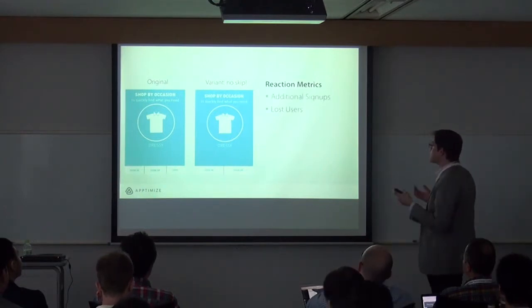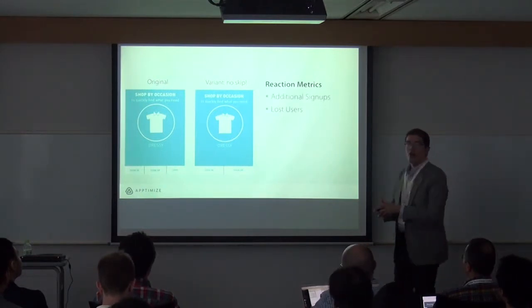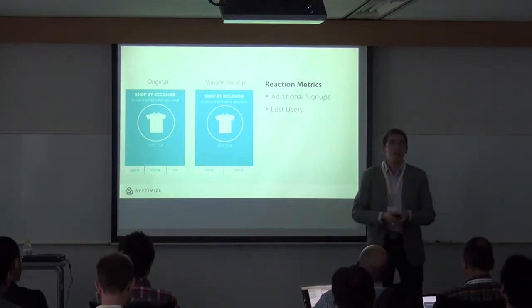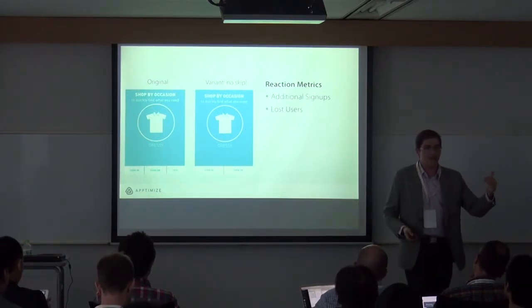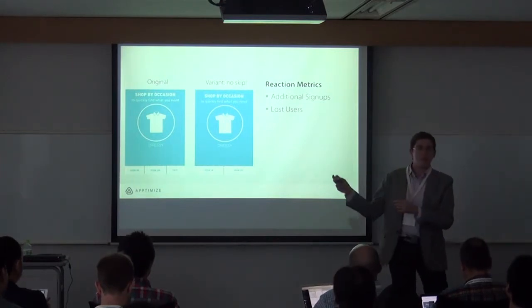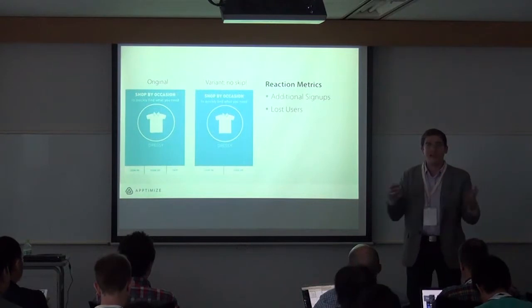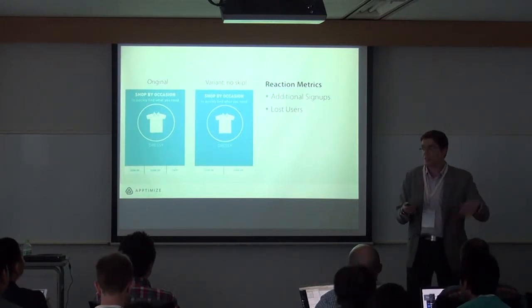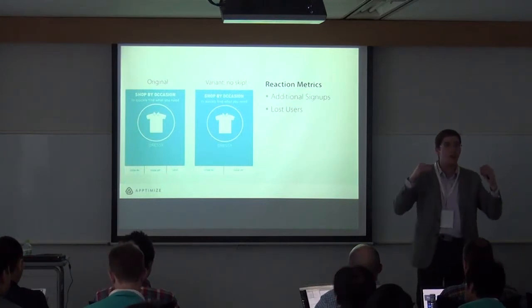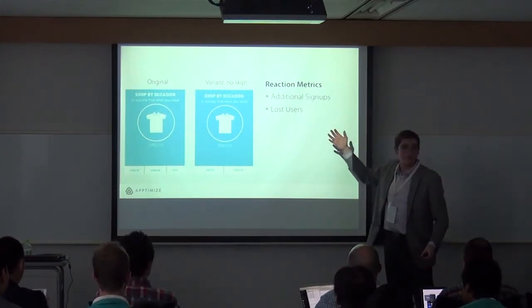Well, the first is reaction metrics. The action you're taking is to eliminate the skip option. The reaction that you want to get out of this is you want to get more users to sign up. You want to get fewer users to skip. You don't want to get a lot of users who just drop out and close the app. And probably the sign-in rate at the beginning is going to be roughly the same. That's your hypothesis, and this is what you're going to measure, right?